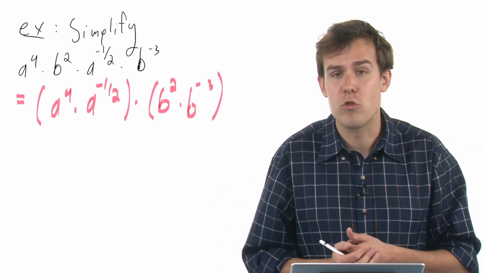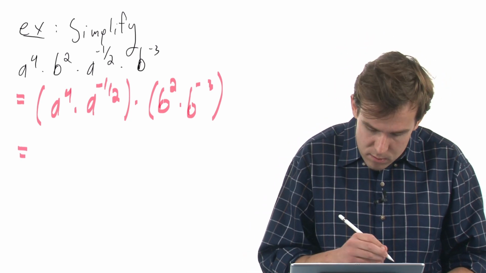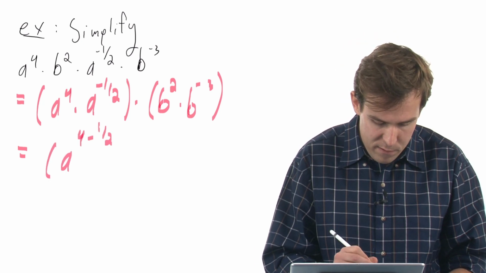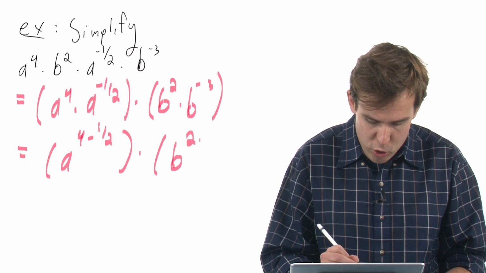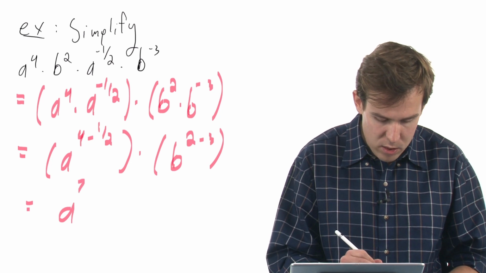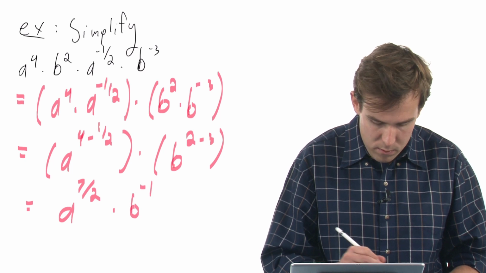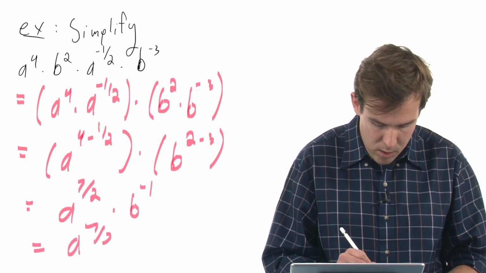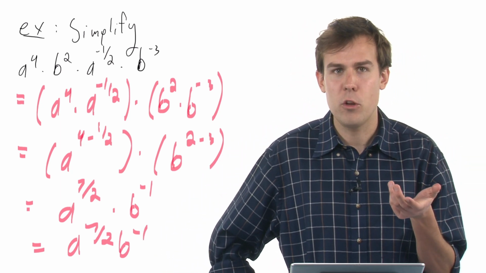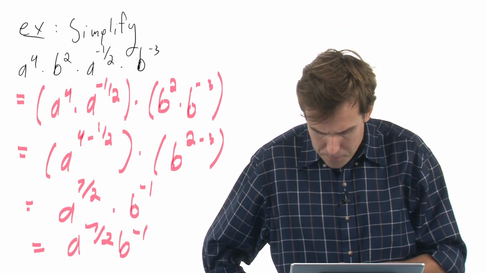Now I can easily use my rules of exponentiation and say that, okay, same base, different exponents. So I have a to the 4 minus 1/2 times b to the 2 minus 3. So 4 minus 1/2 is also known as 7/2. And this is b to the minus 1. And there's nothing else to do. Okay, so again, very abstract looking, but with a quick rearrangement and application of my exponential rules, it simplifies quite cleanly.